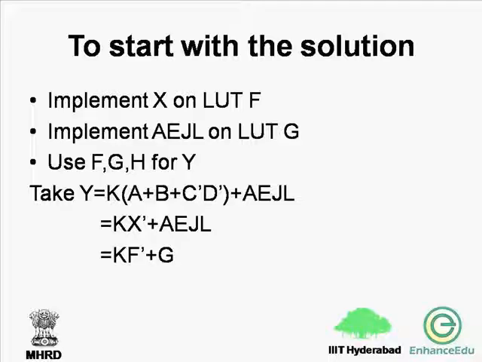AEJL is basically a 4-input Boolean function. It requires one LUT to be implemented, and X is another 4-variable Boolean function which requires one LUT to be implemented, and then finally you take the output of the two LUTs and provide it to the third LUT.